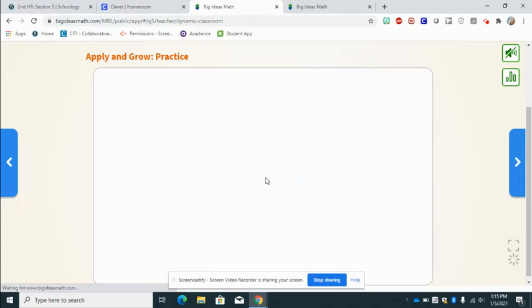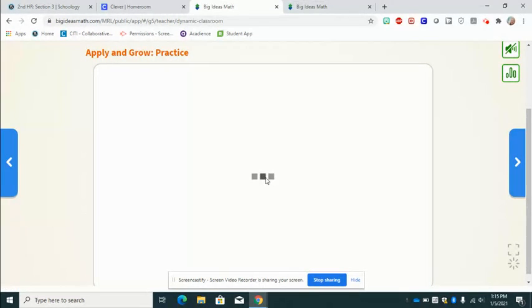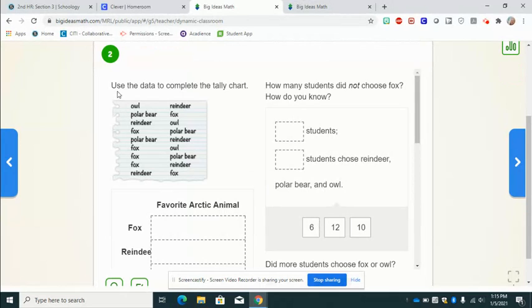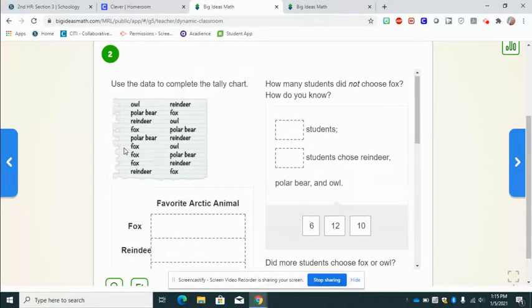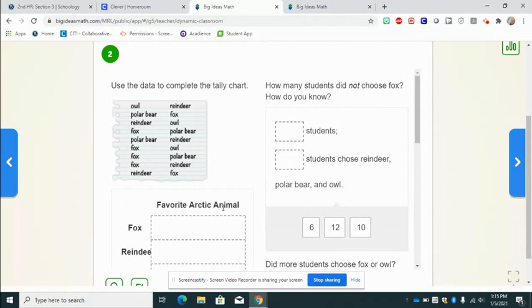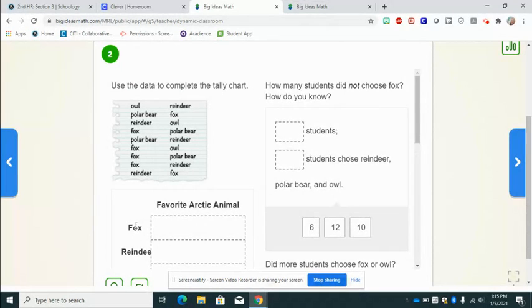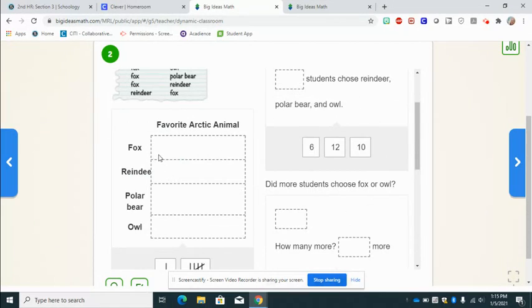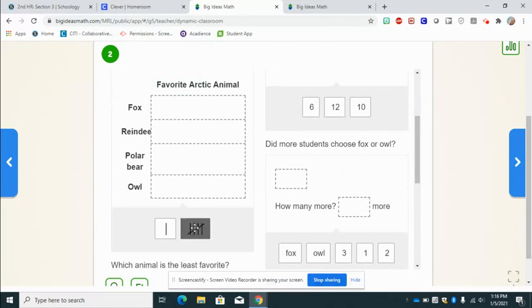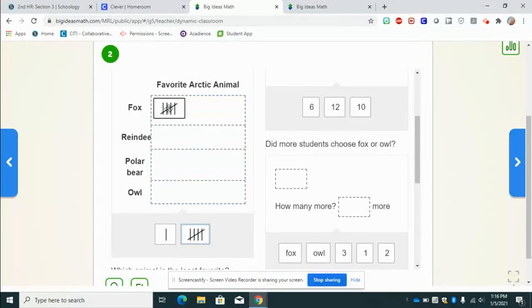Okay, now we're going to look at our apply and grow practice, which is on page 615 in your math books, and we're going to use the data to complete the tally chart. So this one is your favorite Arctic animal. So students looked at their favorite Arctic animals, and they chose between a fox, a reindeer, a polar bear, and an owl. So we're going to do like we did before and count our foxes first. So there's 1, 2, 3, 4, 5, 6 students that chose foxes. So I know that 6 is bigger than 5, so I'm going to go ahead and put my tally marks of 5 right here. So that's 5, and then one more makes 6.